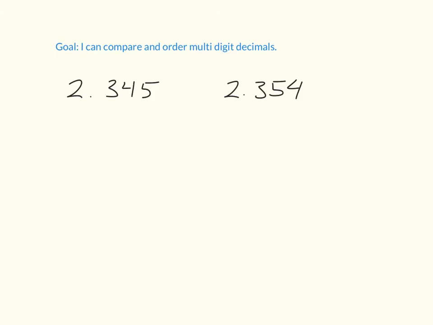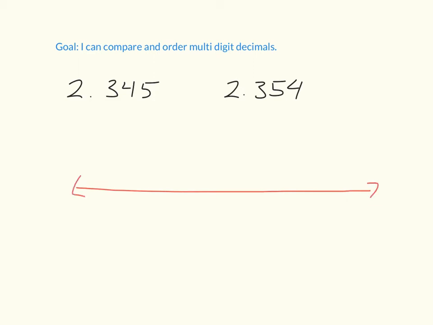Now here I have two numbers, 2 and 345 thousandths and 2 and 354 thousandths. Now I know that some of you can just look at those numbers and you know which one is greater than the other or less than the other. However, I still want us to be thinking about how to put this on a number line and how to create a functional number line that fits the numbers that we're using. So in this case, we create a number line.